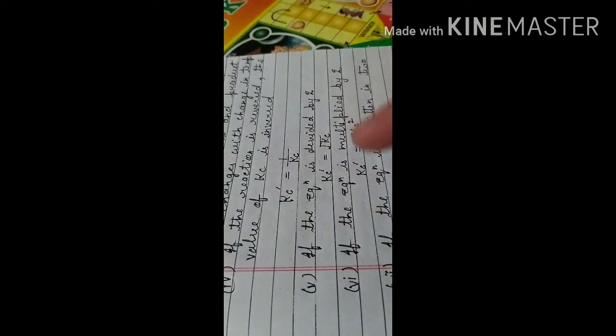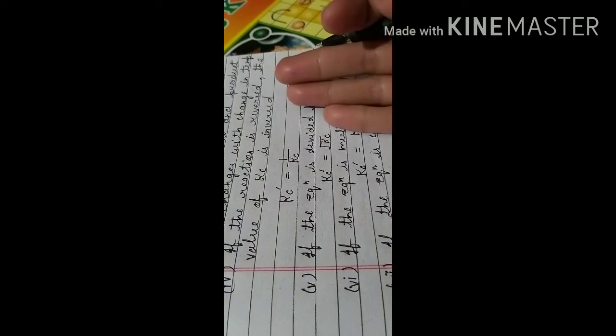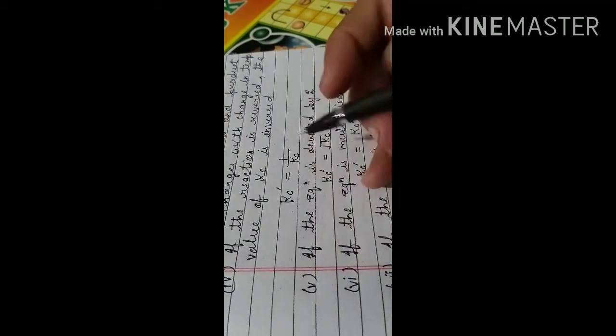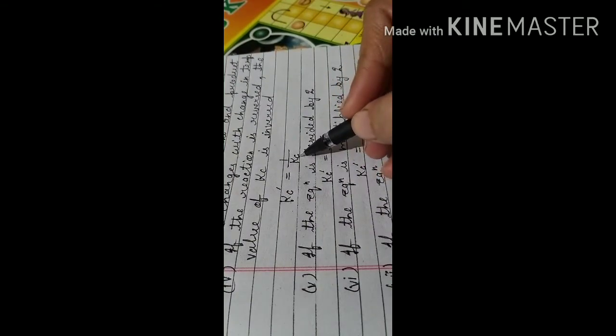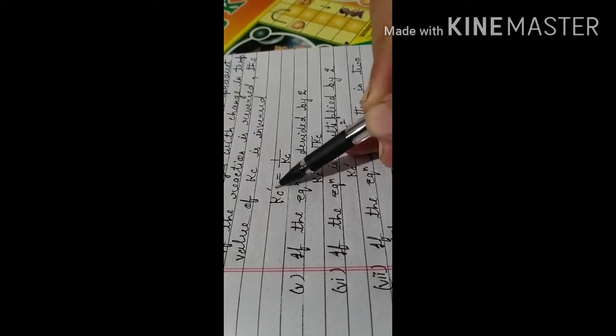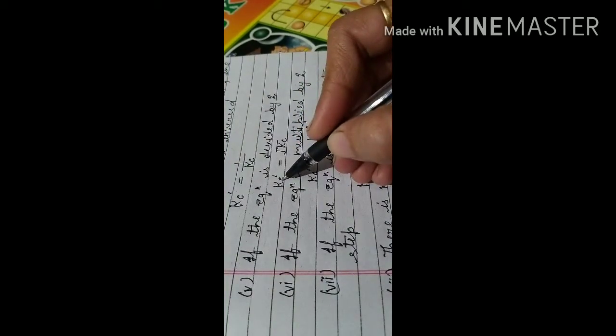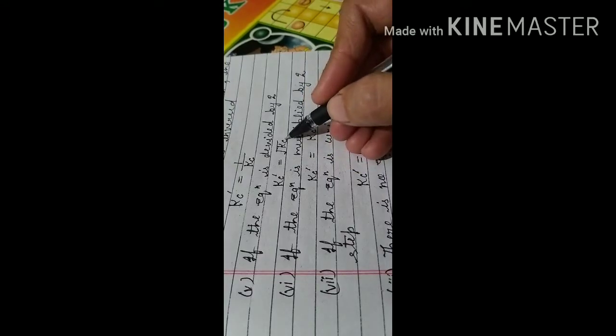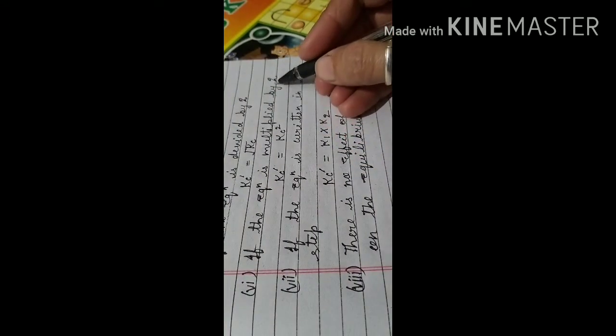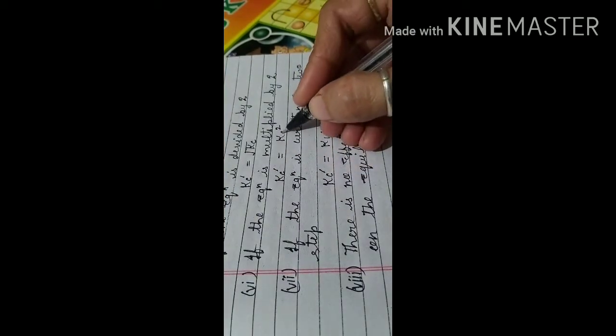Now the next is, if the reaction is reversed, the value of Kc is inversed. Suppose Kc is the equilibrium constant for the forward reaction and you have to find the equilibrium constant for the backward reaction. So Kc dash will be the inverse, 1 upon Kc. Simply you can say that Kc dash is the inverse of Kc. Now if the equation is divided by 2, the new equilibrium constant Kc dash will be equal to the square root of Kc. Next, if the equation is multiplied by 2, Kc dash will be Kc square.